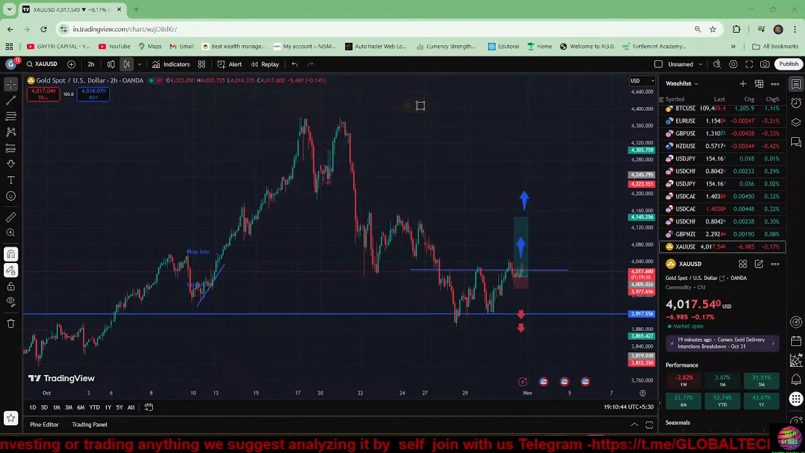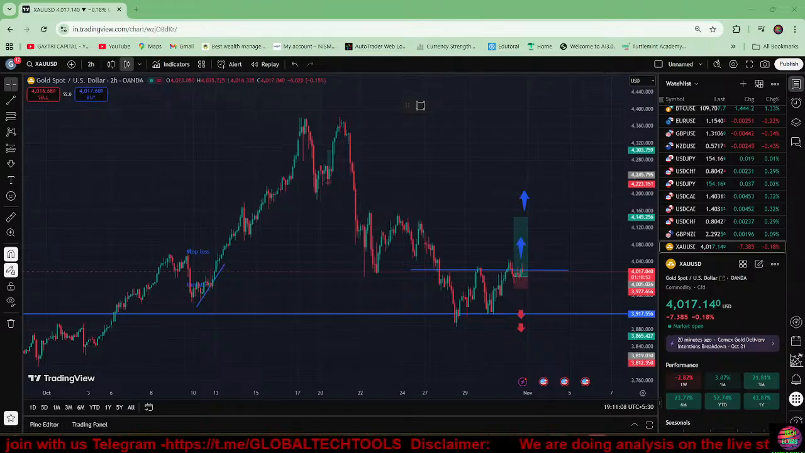So an area of interest has to have more than 3 touches to be a valid area of interest. A minimum of 3, anything above 3 is obviously better. The more, the better, because it means that it is more respected. So when you're going to use this as an area of interest, it's going to work to your advantage a lot better. So you want to make sure that you're using the current price as an area of interest.